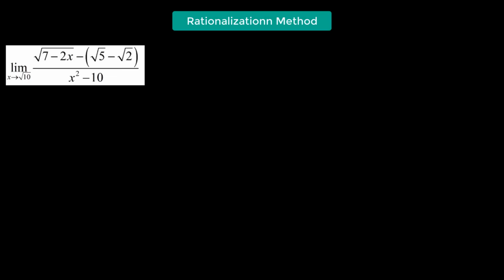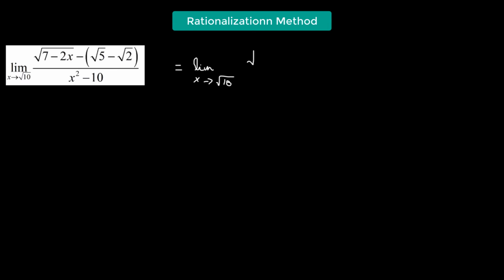So here we have a function. We need to determine its limiting value when x approaches square root of 10. So we'll begin by doing a little bit of algebraic manipulation here. So this given function can be rewritten as limit x going to the square root of 10.